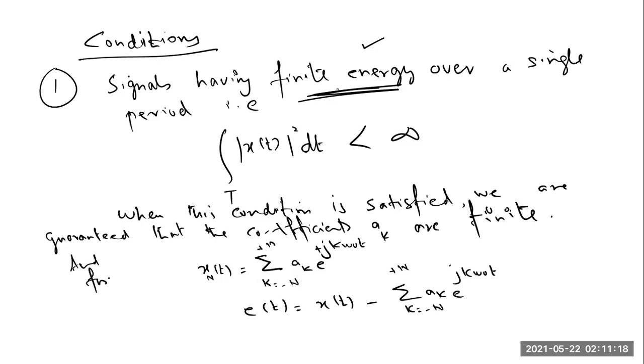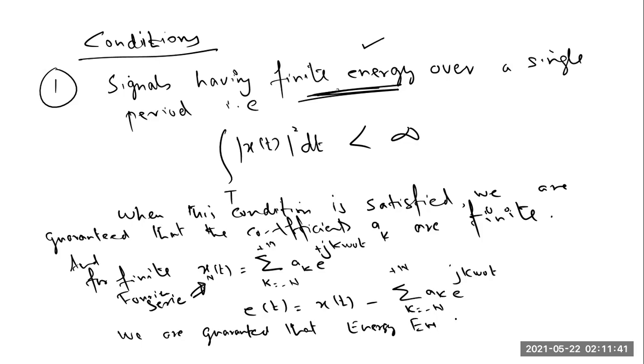And for the finite Fourier series, we are guaranteed that the energy En in the approximation, that is E of t, converges to zero as n approaches infinity. So that is the other effect of this condition.